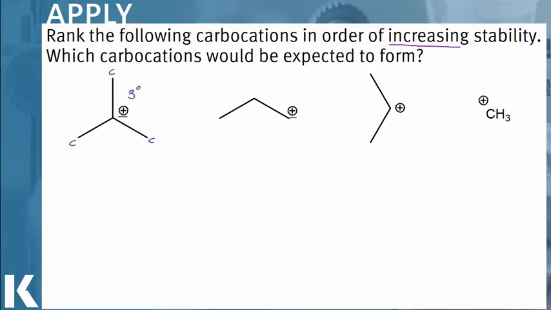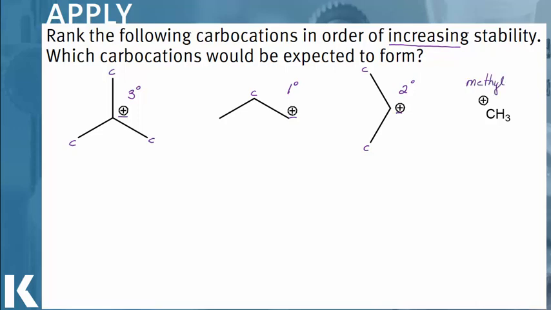Going 1 over, our carbon with our positive charge is only attached to 1 carbon. So this would be a primary carbocation. Going 1 more over to the right, our carbon with a positive charge is attached to 2 carbons. So this is secondary. And the guy on the far right is only attached to hydrogens. So this would be methyl.